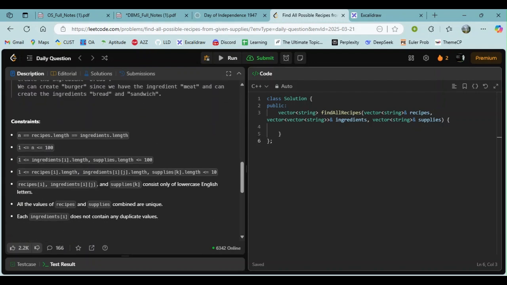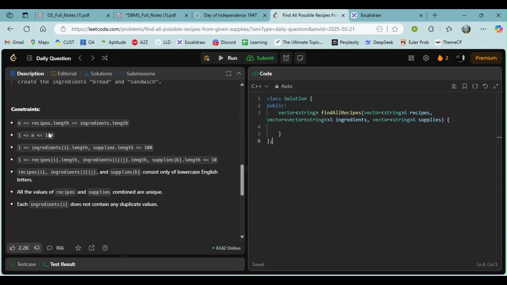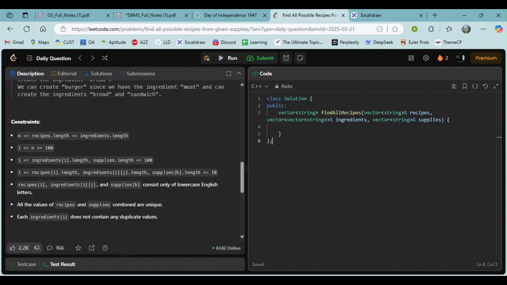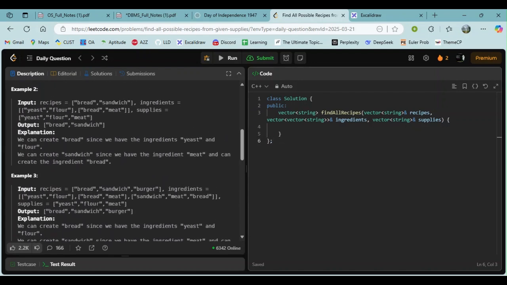So let's understand the example first. Let's see the constraints. The constraint is 100. Recipes can be at max 100 and supplies also, and all the ingredients of i are unique values, and recipes and supplies combined are also unique. Means if I want to make bread, or any recipe, all the ingredients used for it contain only unique values. Means any value will not be repeated again and again.